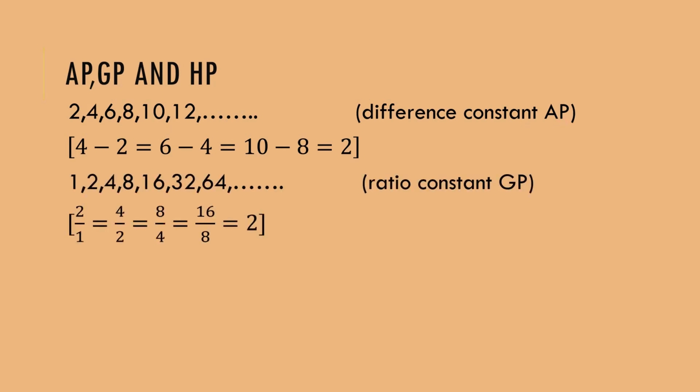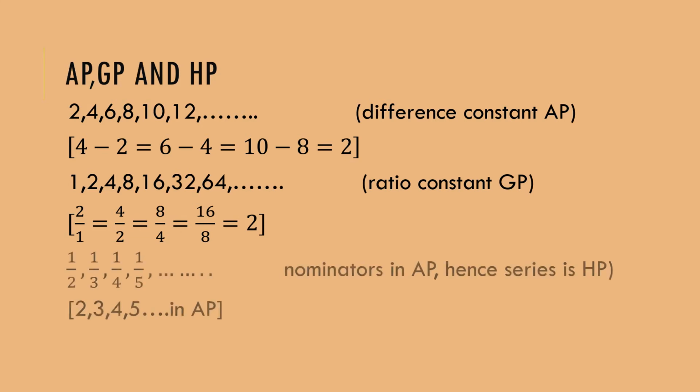Similarly, sometimes the ratio may remain constant. That is, if I talk about 2 upon 1, it is 2; 4 upon 2, it is 2; 8 upon 4, it is 2. If in a series the ratio remains constant, then it is called a geometric progression.